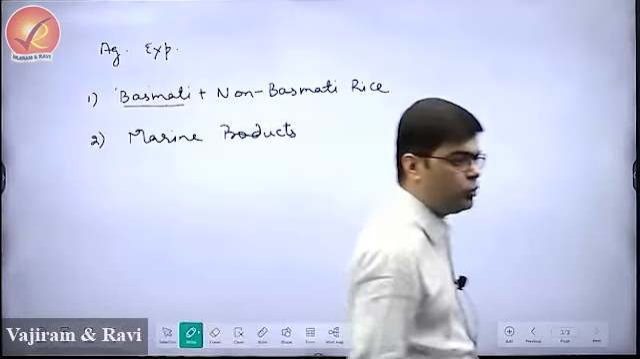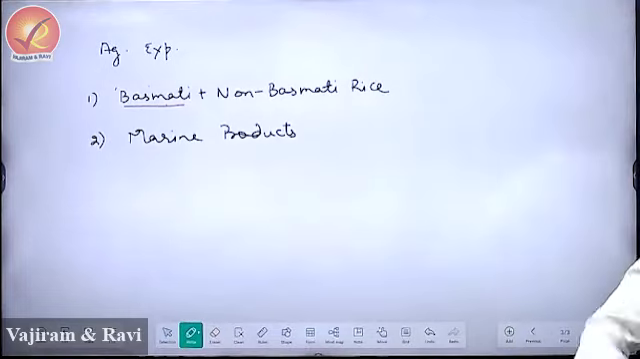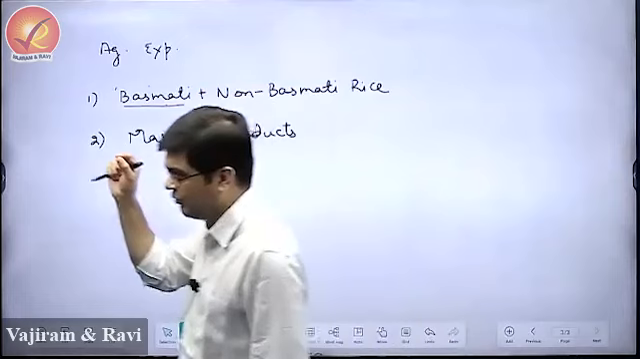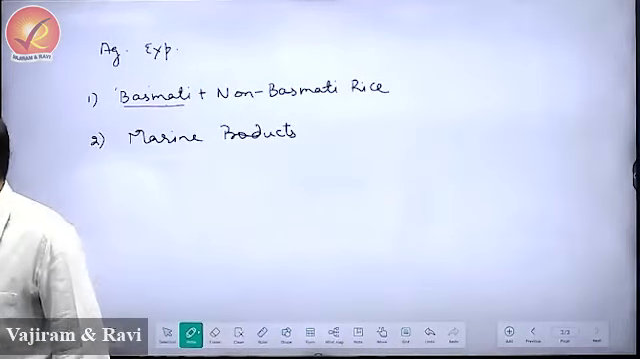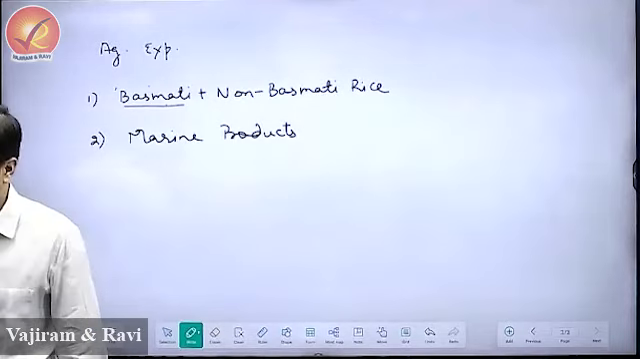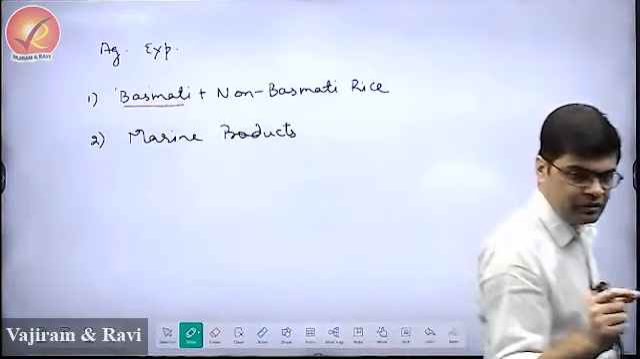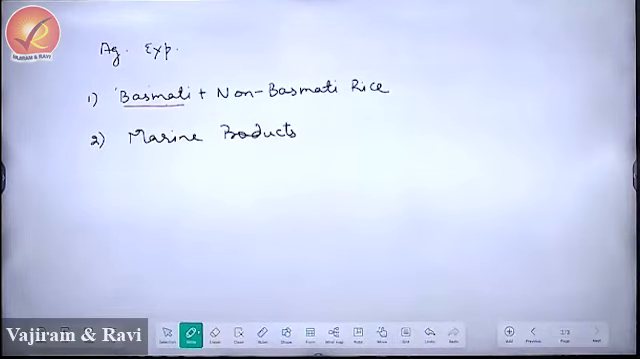When we export a good amount of marine products. Achha, one thing I forgot to mention, where is maximum rice cultivated? Maximum rice in West Bengal, followed by UP, followed by Punjab. The top 3 producers, West Bengal, UP, followed by Punjab.